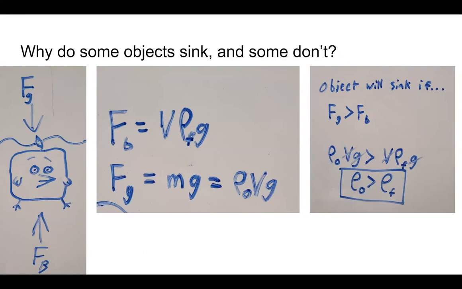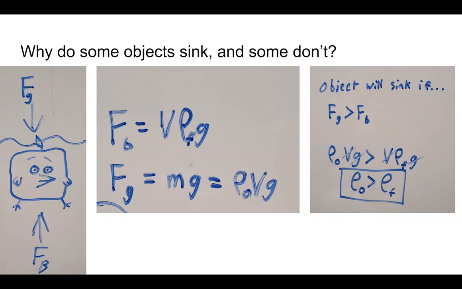So using this equation, we can think about why some objects sink and some don't. On the left, we have an actual free body diagram, a really simple one, with the force of gravity pushing down on the cubical rubber ducky and the force of buoyancy pushing up on it. So we have our two equations. The force of buoyancy is the one we just found: the volume times the density of the fluid times the gravity constant. And the force of gravity, we know, is the mass times gravity. And the mass can be described as the density of the object times the volume.